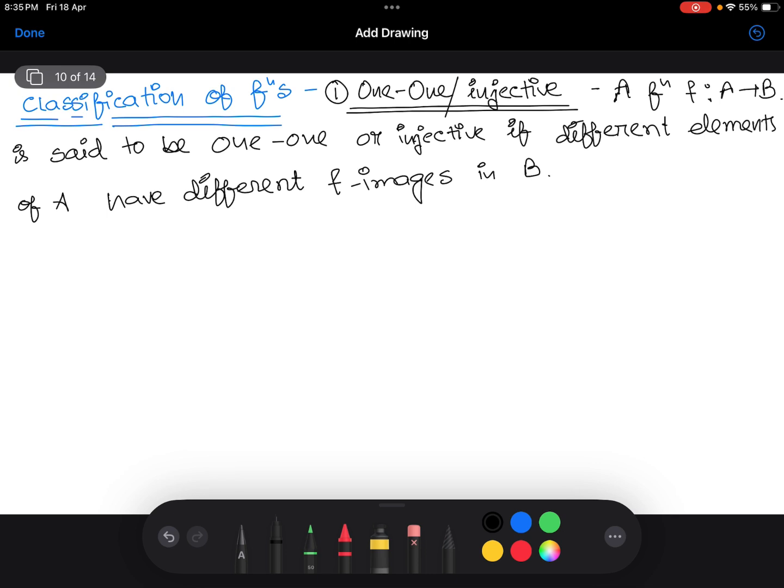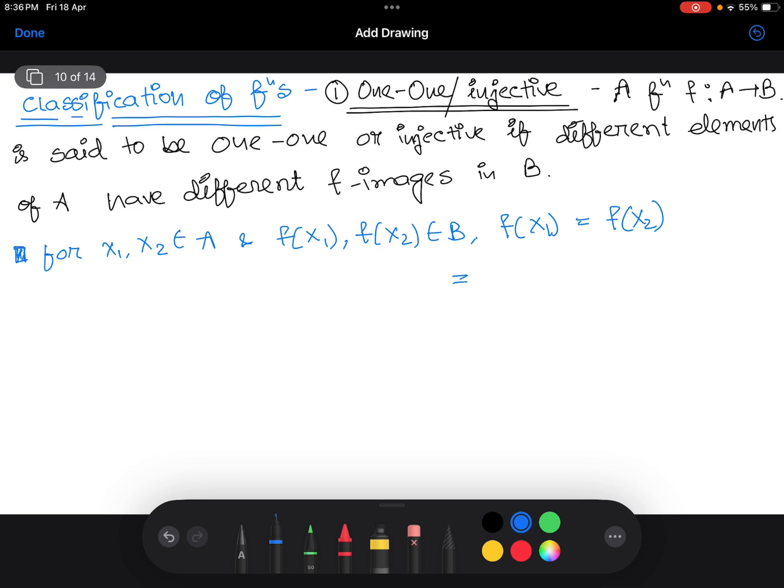So more precisely, how can we write it in a mathematical manner? So let's say, now for x1, x2 belongs to A and f of x1, f of x2 belongs to B, we have f of x1 is equal to f of x2 if and only if x1 is equal to x2.